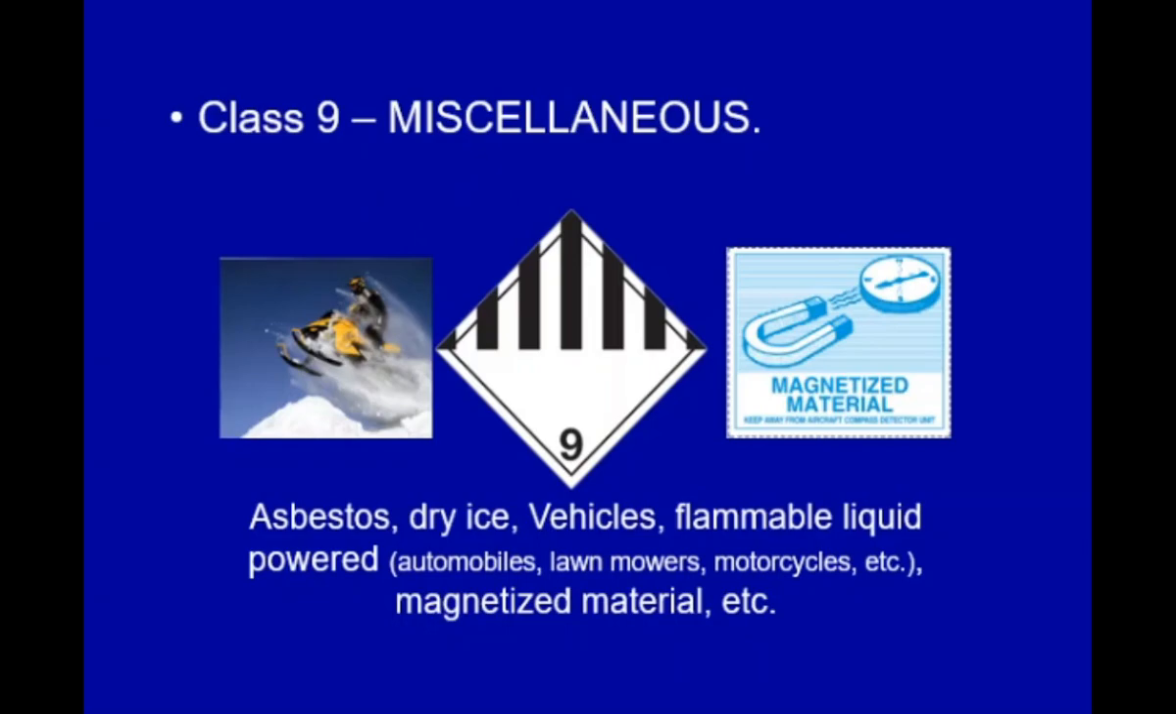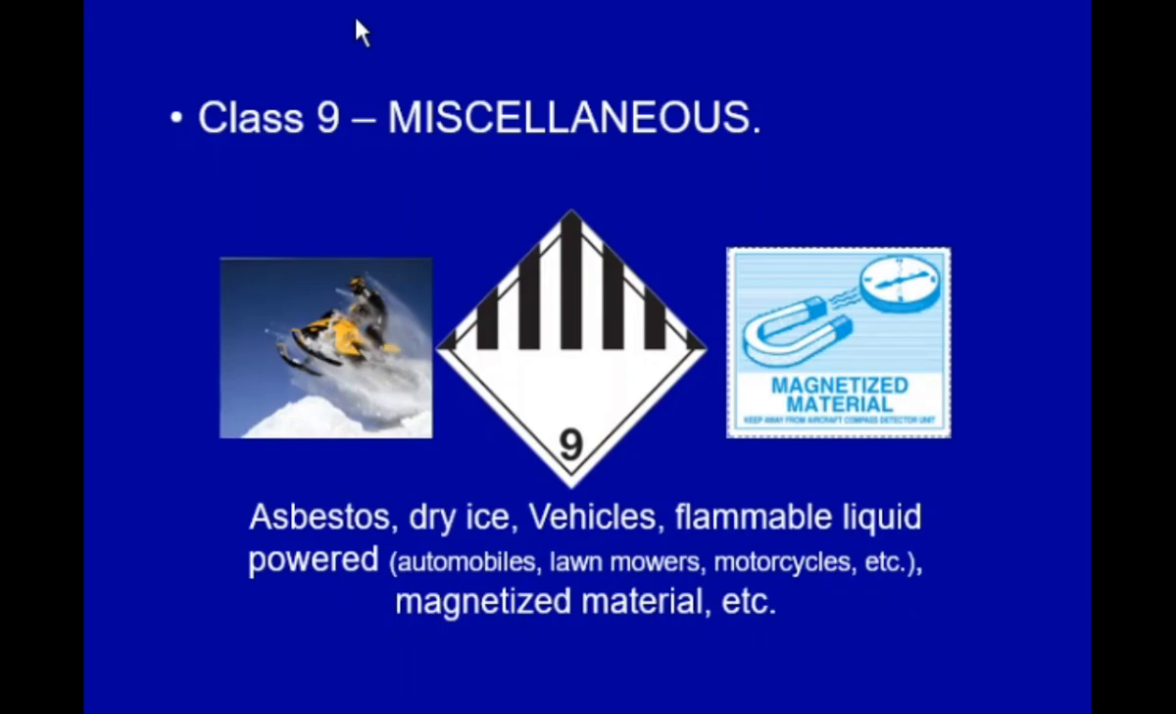Class 9 is miscellaneous dangerous goods, and they include asbestos, dry ice, vehicles. The vehicles that we clear from the port, they are all dangerous cargo. Flammable liquid powders, magnetized material, etc. They all belong to class 9, and they are called miscellaneous dangerous goods.